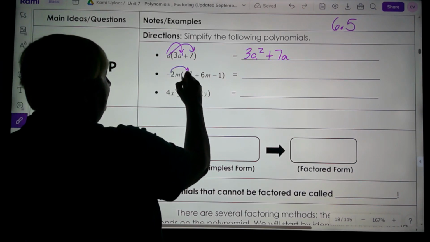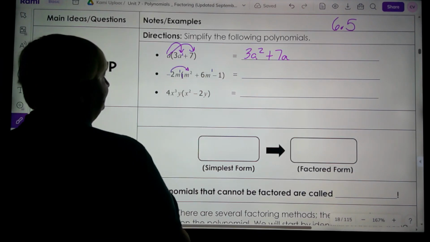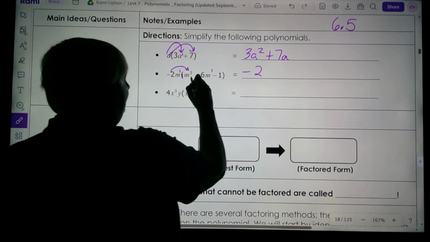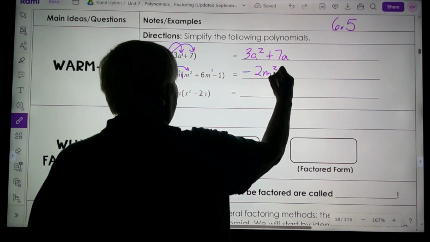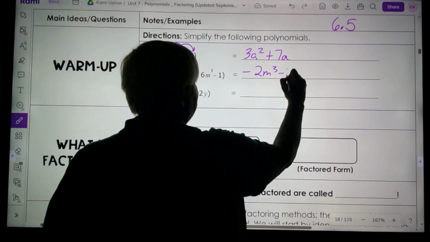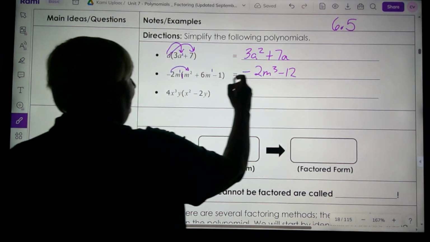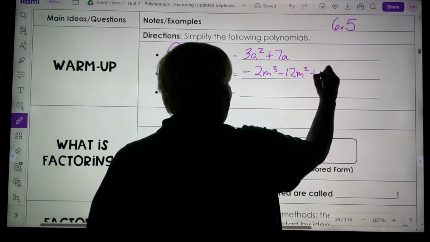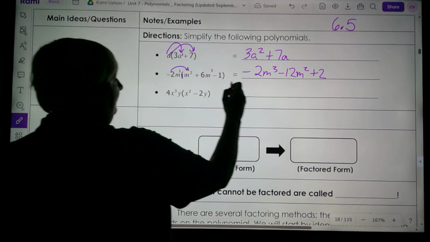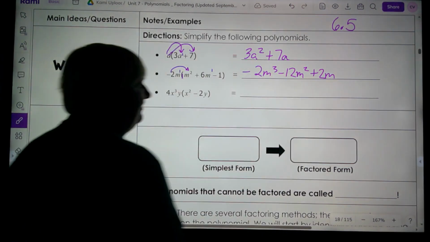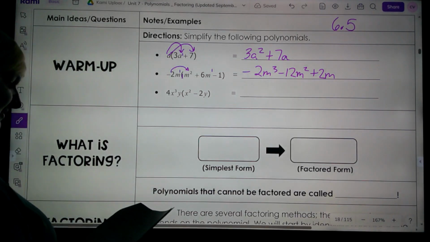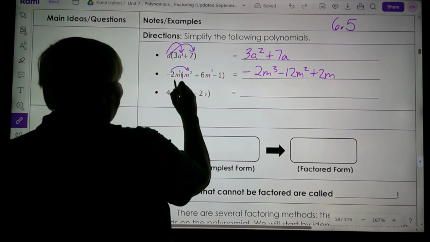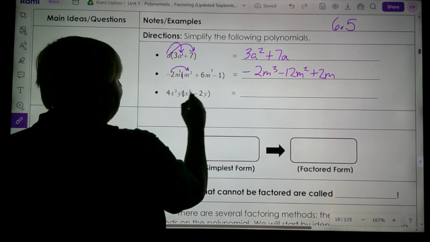Negative 2 times 1 m times m squared. Negative 2 times 6 m1 times m1. Negative 2 times negative 1, positive 2. M1, no other variable. Can't be combined. Good. Beautiful. Visible, invisible, invisible.